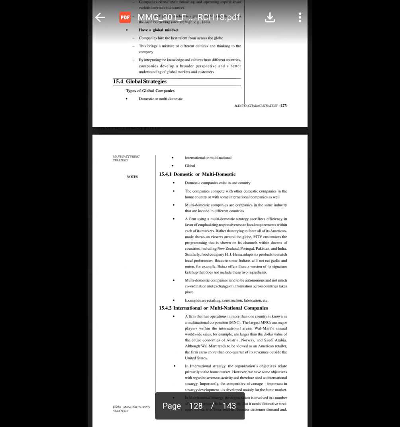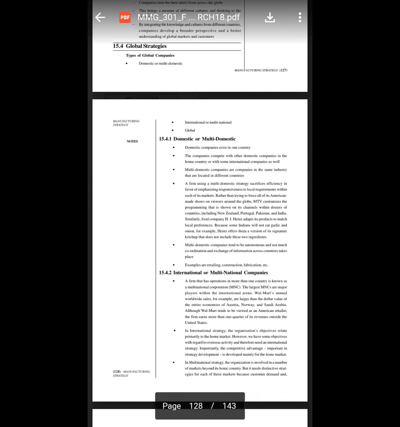Now, global strategies. Now, see, there are three global types of companies. First one is domestic, then second one is multi-domestic, and third one is international. Okay. Now, domestic market. What do you mean by domestic market? Domestic market is a marketplace where the companies exist only in one country.